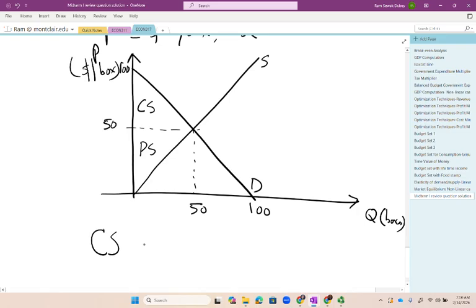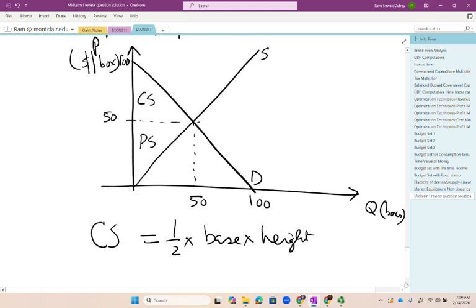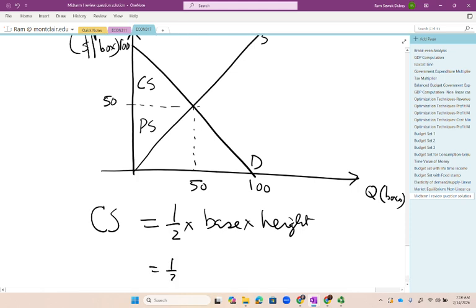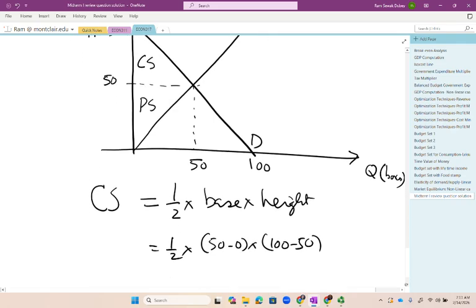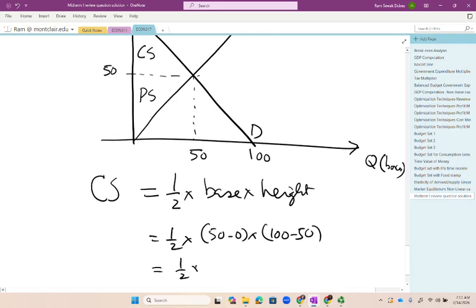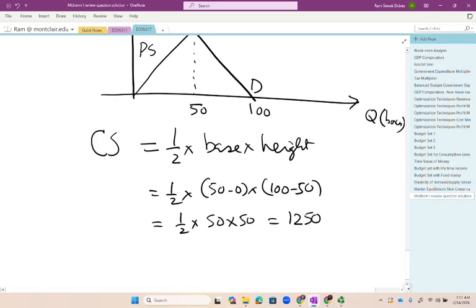So let's find out the consumer surplus, which is 1/2 times base times height. That's the area of a triangle. So now I can do the base is 50 minus 0, height is 100 minus 50, and that brings us to 1/2 times 50 times 50. This turns out to be 1250. We can check this using a calculator.